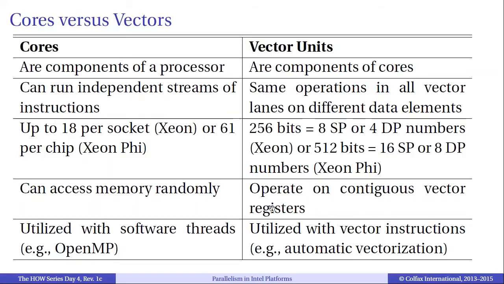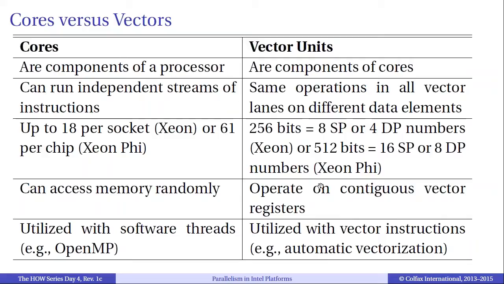Vector units must operate on contiguous vector registers, so before you can run math on multiple numbers at a time, you have to load them from memory, and that could be a complication in some algorithms. And to use vectors, you have to have vector instructions in your code, and rather than inserting them with assembly or with intrinsics, as we discussed in the previous episode, it's best to use automatic vectorization.